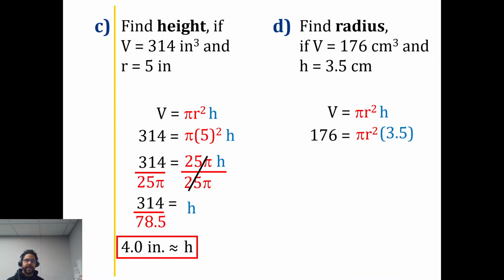Now on this one, I'm not going to square like I did on the previous one because I don't know what the radius is. So it means I can jump right to my division. I'm going to divide both sides by, what do you think? Yeah, of course, the number, 3.5, but don't forget about the pi symbol.